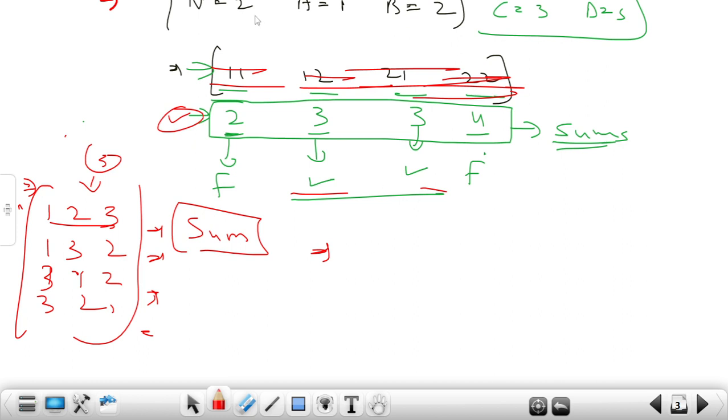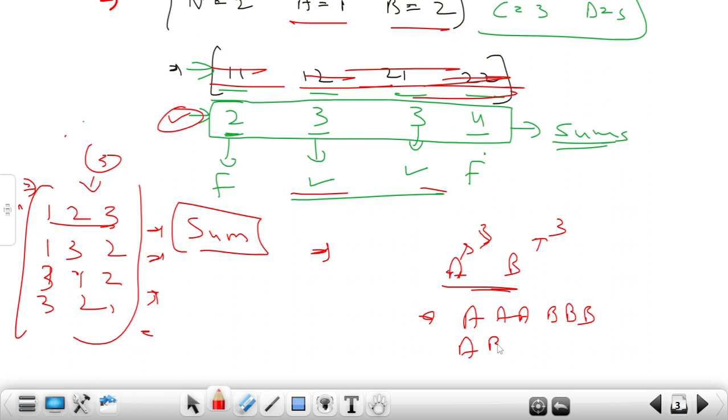Okay, so similarly for this a and b, it doesn't matter what combination of a and b I have. Like if I have a 3 times and b 3 times, it doesn't matter how they are arranged. I can have a b b b, or I can have a b b a a b, there are multiple possibilities, but the sum is going to remain the same for both because I have a 3 times and b 3 times. So what is the sum for this? The sum is going to be 3 into a plus 3 into b, isn't it?